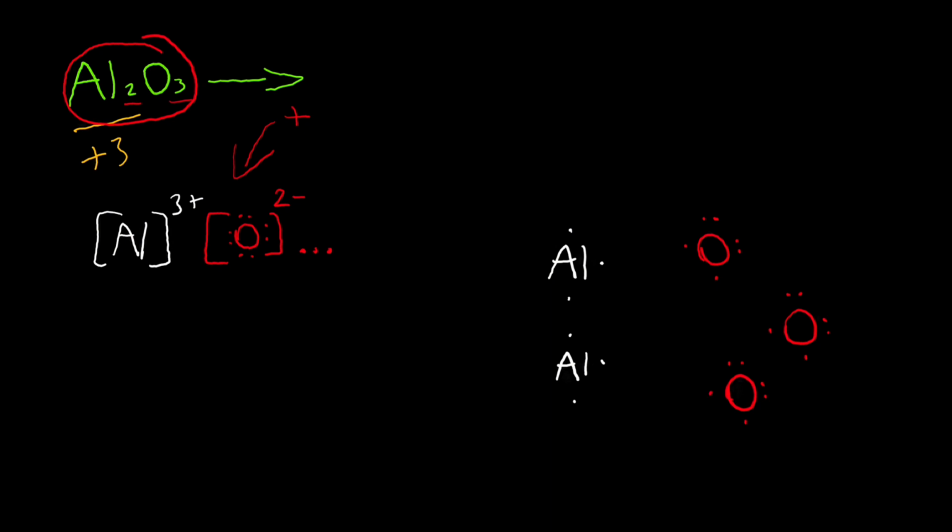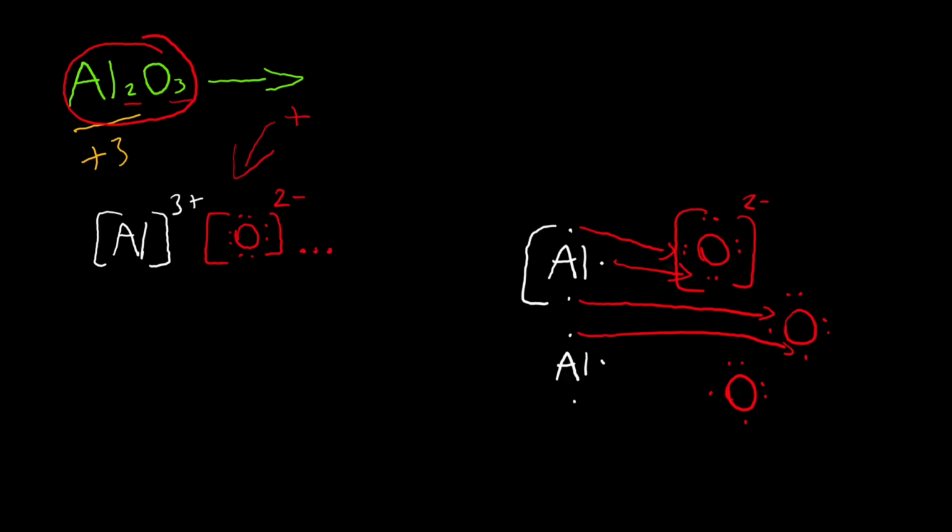Let's see what happens when we transfer the electrons from these 2 aluminum atoms to the oxygen atoms. First, these 2 go here, making the oxygen an ion. This last electron, along with this first electron from this aluminum, going to the second oxygen, makes this aluminum an ion, and this oxygen another ion.